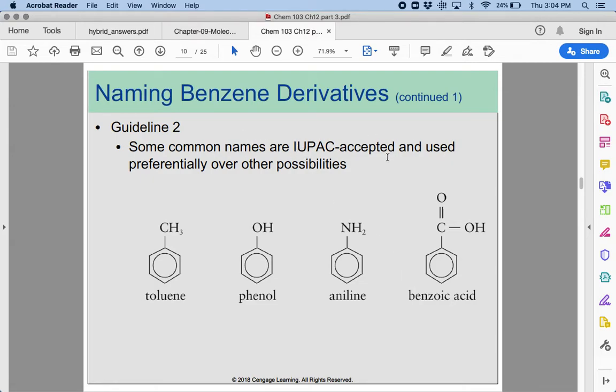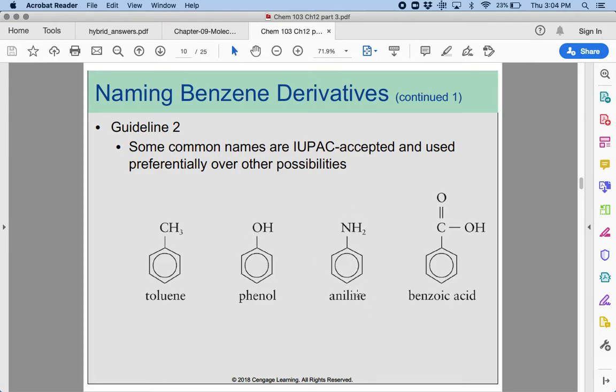The IUPAC names are accepted, but sometimes if you work in a pharmacy or something like that, you will actually end up using the common name more than the IUPAC name. So instead of saying methylbenzene, oftentimes you will hear toluene. Instead of hydroxylbenzene, we would call this phenol.